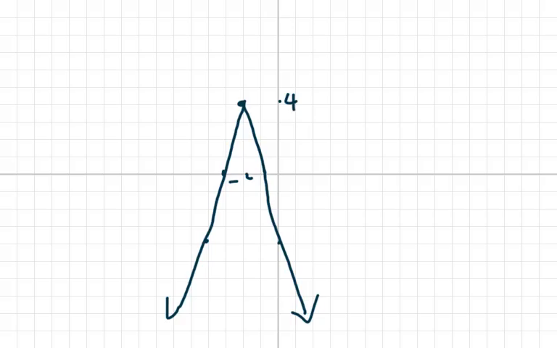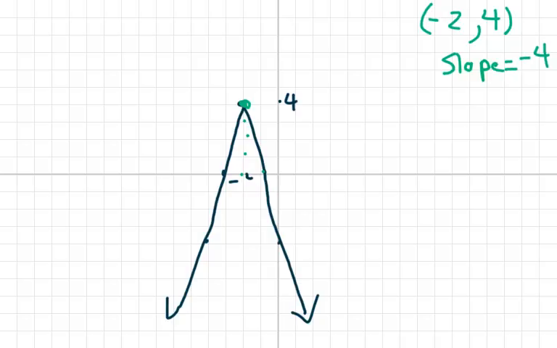So we have a graph here, and right away I noticed that my vertex is x is -2, y is 4, and then I have to figure out my slope. We're going down 1, 2, 3, 4 over 1. So my slope equals -4, and it's also opening downward.